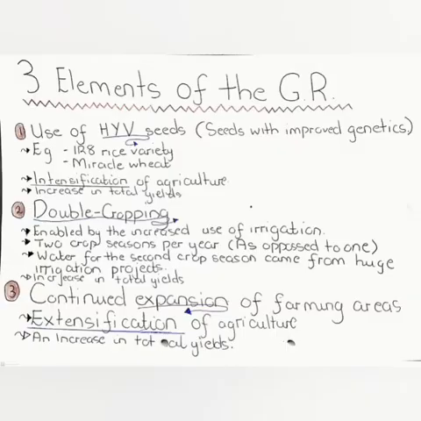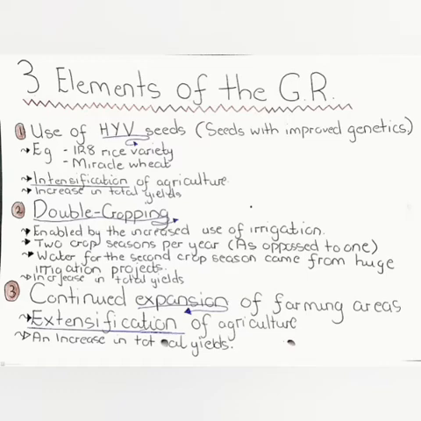Now we're going to take a look at the three main elements of the Green Revolution in India. These are 1. The use of high-yielding variety seeds, which we already discussed. This basically refers to the use of our Miracle wheat and our IR8 rice variety. 2, which is our double cropping.